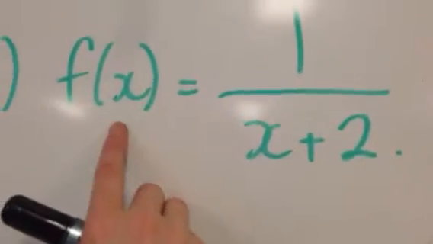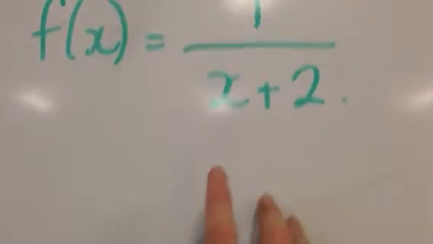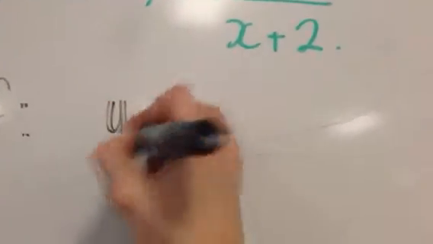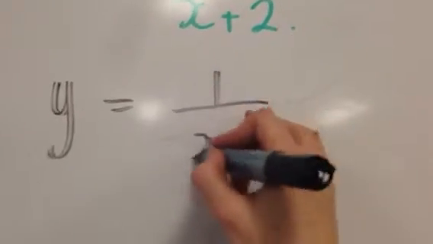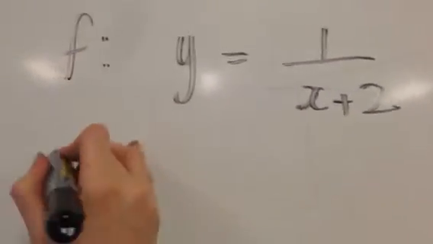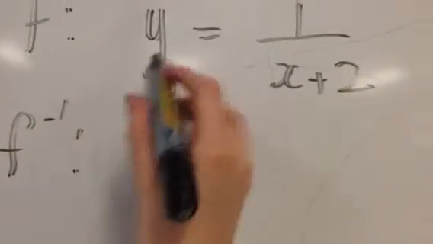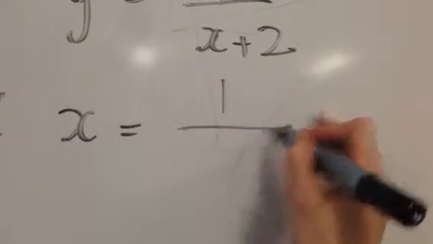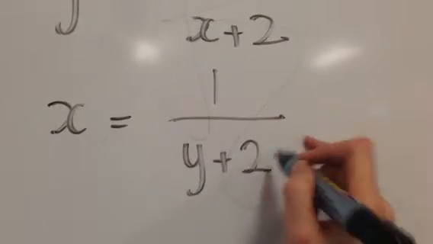We've got the original function f of x is equal to 1 over x plus 2. Once again, for ease, we're going to say y is equal to 1 over x plus 2, and we're going to swap the x and y values to work out the inverse function. So this time it's going to be x equals 1 over y plus 2.